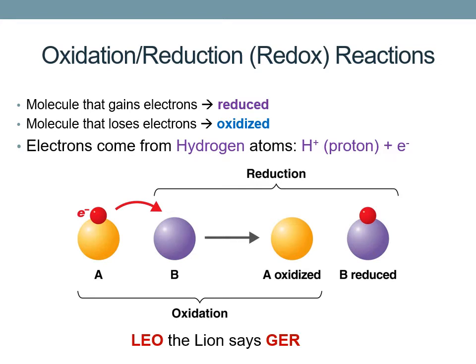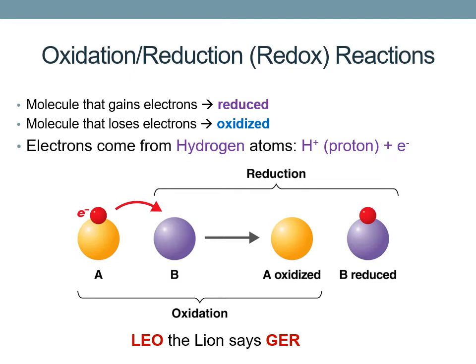So the molecule that gains electrons during transfer is reduced because the electrons are making it more negative. The molecule that loses the electrons is considered oxidized. The oxidized molecule is becoming more positive because it has lost the negatively charged electron. Hydrogen atoms are very important in metabolic reactions because they are the source of electrons, and we can think of them as electron carriers. When split, hydrogen atoms yield a positively charged proton and a negatively charged electron, which can then be transferred to other molecules.